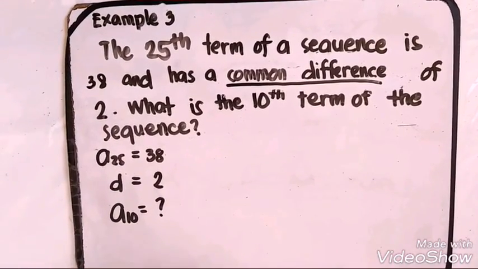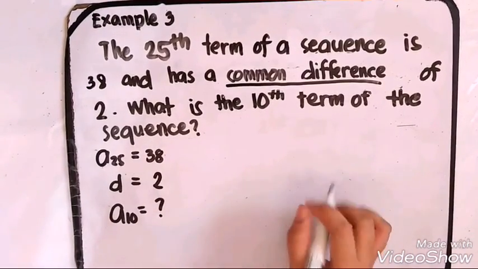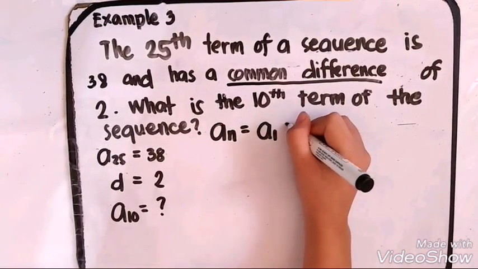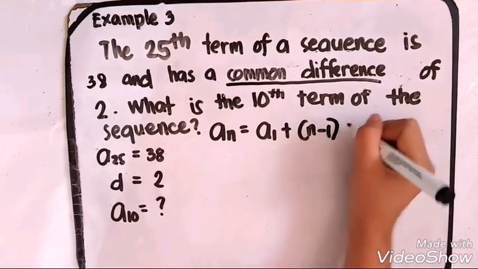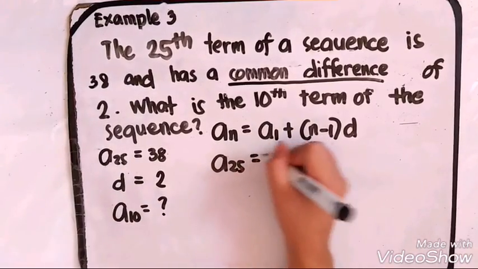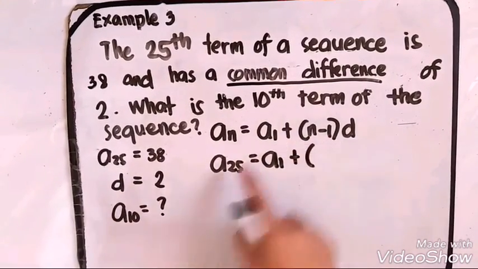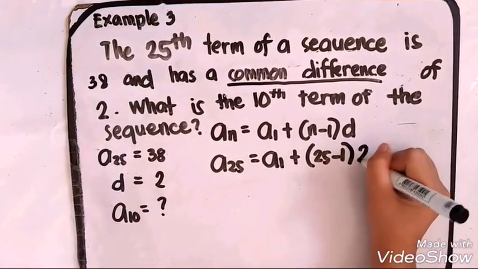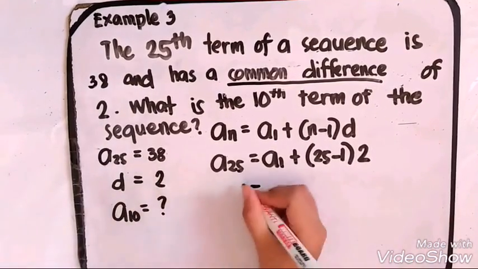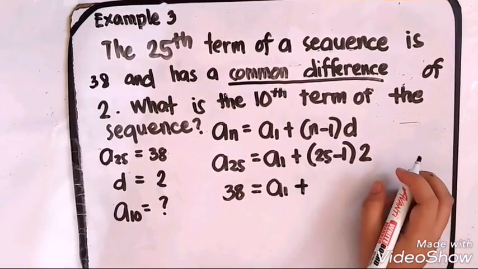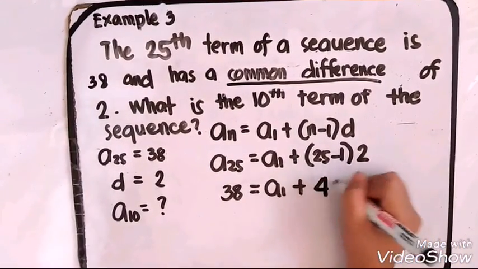So in order to get the 10th term, we have to find the a sub 1 first. So in order to find the a sub 1, we use the formula a sub n is equal to a sub 1 plus n minus 1 times d. So a sub 25, which is in our given, is equal to a sub 1 plus, n is 25 minus 1 times d, which is 2. So a sub 25 is 38, copy a sub 1, plus 25 minus 1 is 24, times 2 is 48.